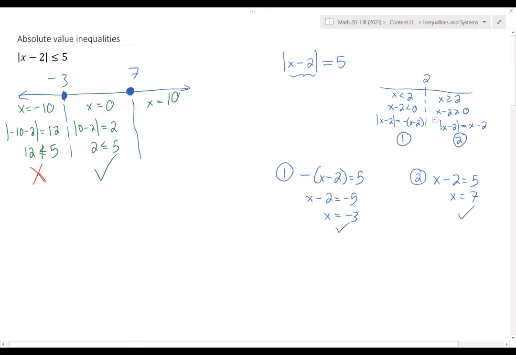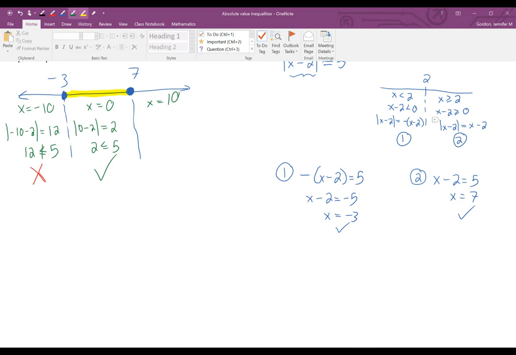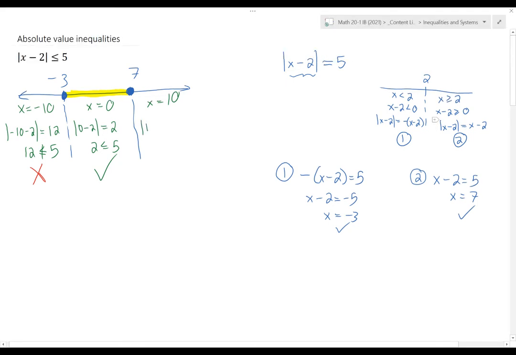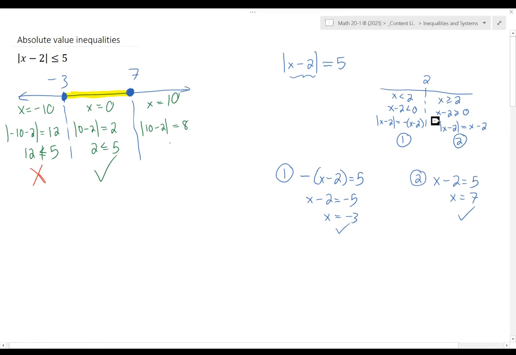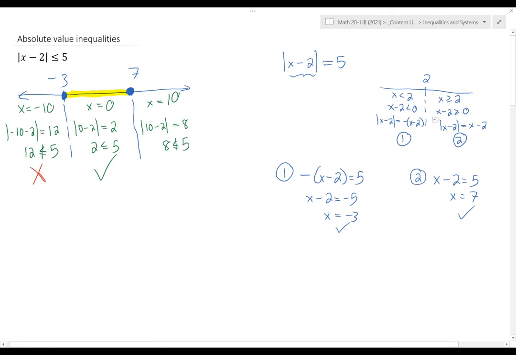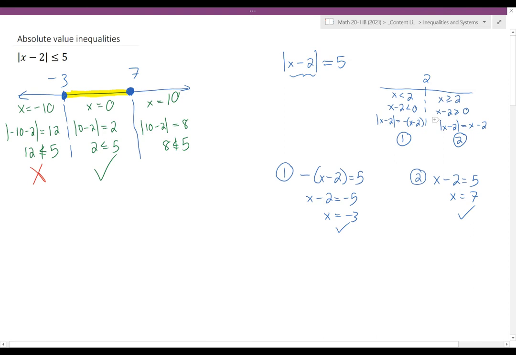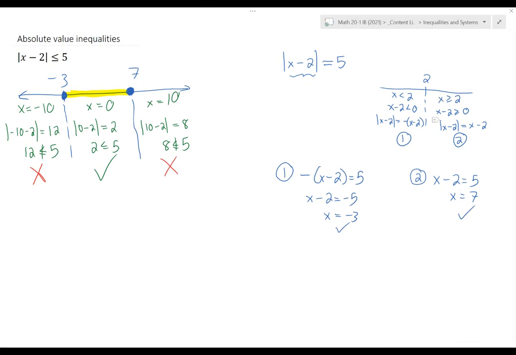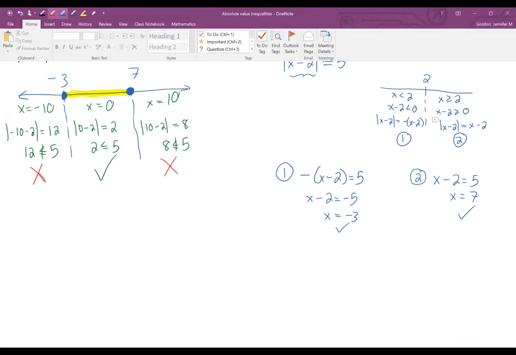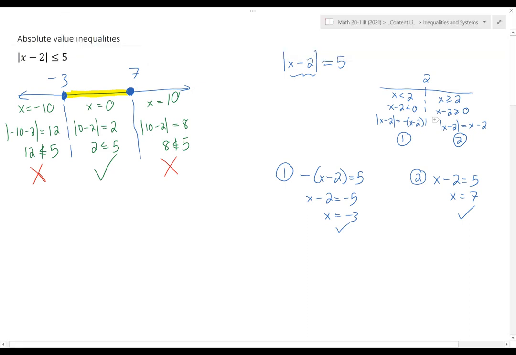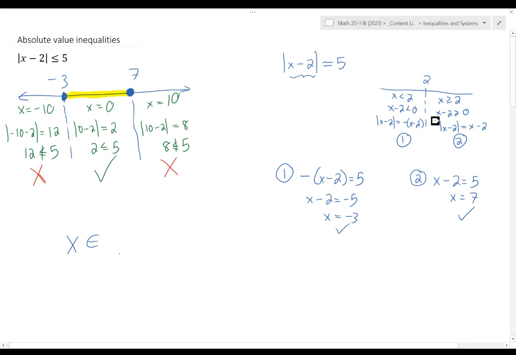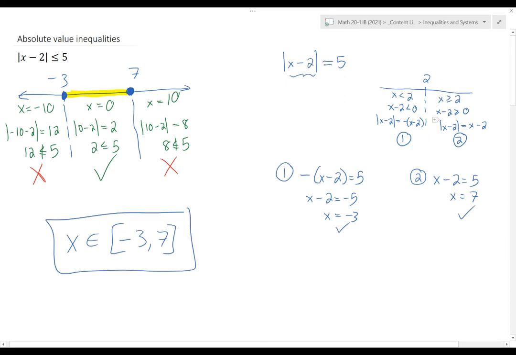So at the very least, I have all of these values. Testing the last interval then, the absolute value of 10 minus 2 is the absolute value of 8, which just is 8. 8 is not less than or equal to 5, so this interval is also not going to be included. So my solution interval is just negative 3 to 7, and again, the negative 3 and the 7 are included in the solution. So that's the basic idea here.